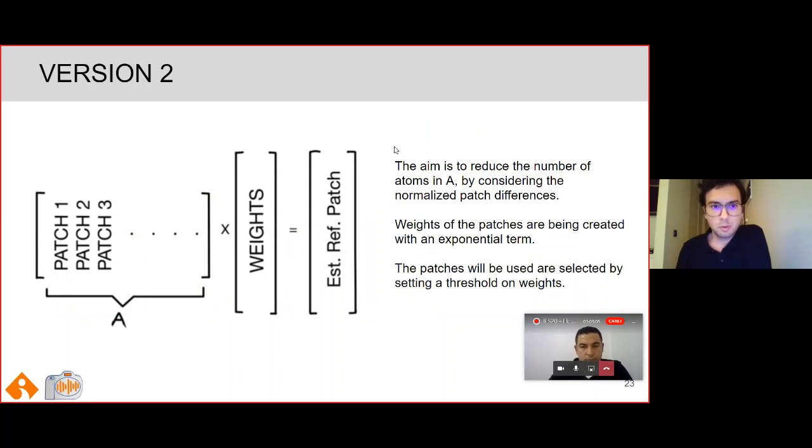So then we will move on to version 2. The main aim is to reduce the number of atoms in the A matrix, which means using fewer patches for A. So we created a weighting algorithm for the patch selection. We use the differences between the patches. We apply the similarity for the patches, and we use a penalty term like an exponential decaying factor.